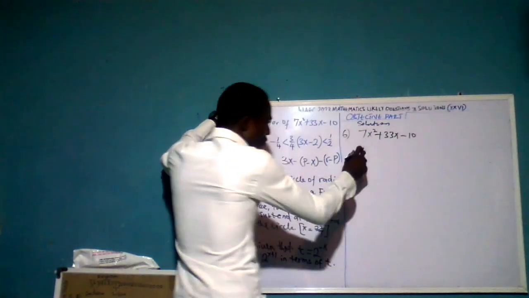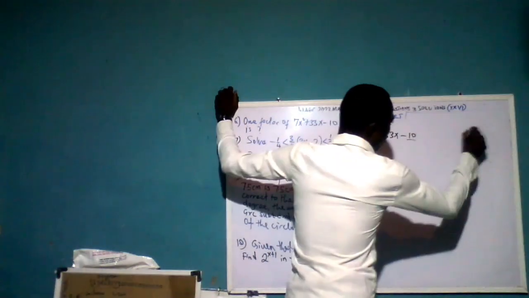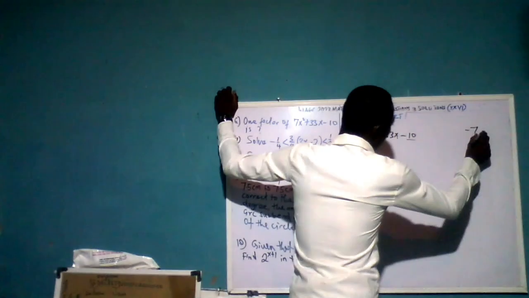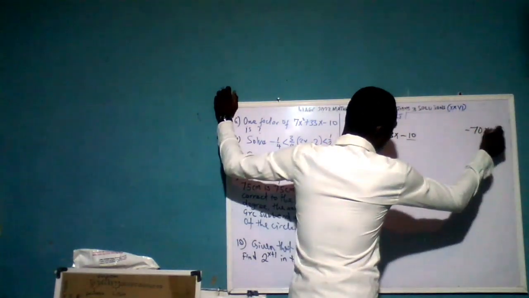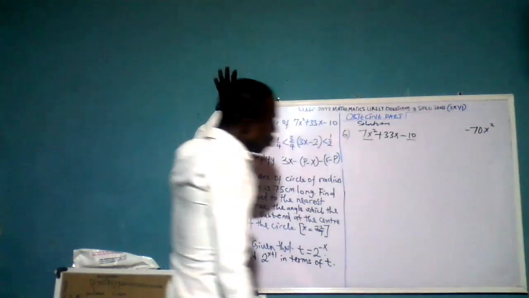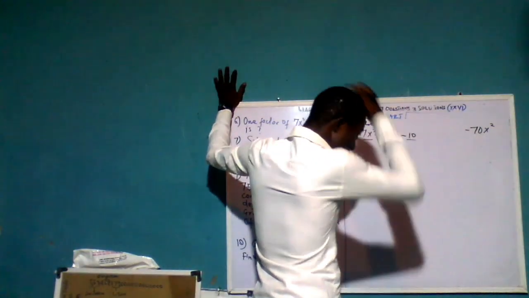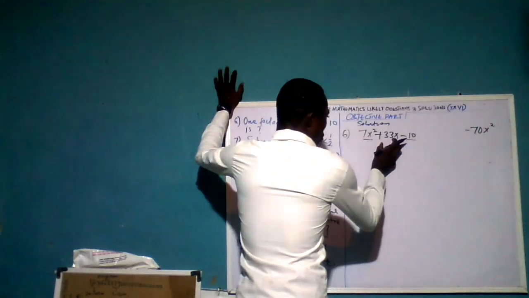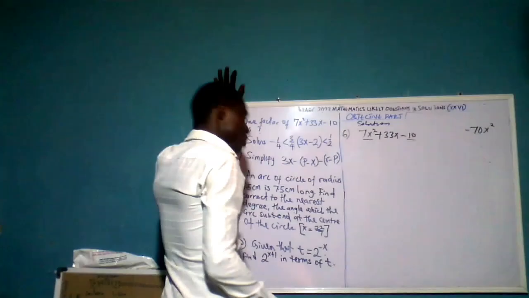To factorize this, recall that the coefficient of x squared is greater than 1, and since it's greater than 1, you will have to multiply this 7 by this 10. All right, let's multiply it, and if you do that, you will have 7x squared multiplied by negative 10. That will give you negative 70x squared, right? And for negative 70x squared, you will want to state the factors that at the same time when added together will give you positive 33x, right?